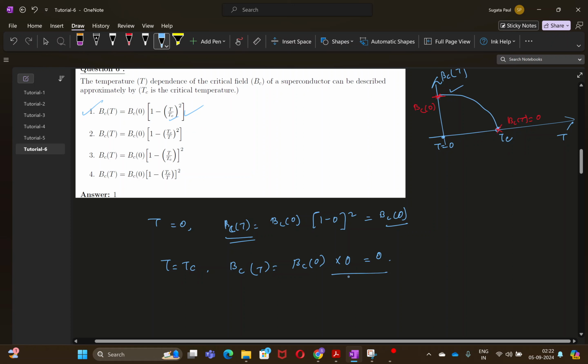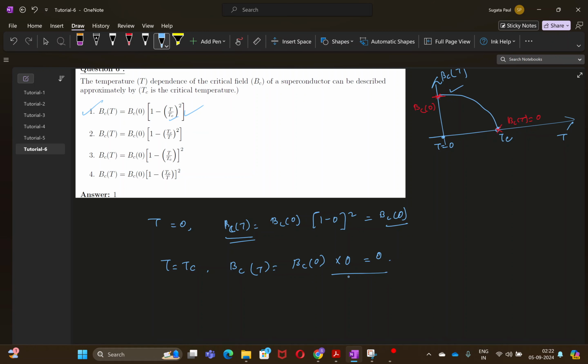That means if you are sitting right at the critical temperature, then already by the temperature parameter you have gone into the normal metal regime, and you do not need a critical field value anymore to convert it from the superconducting state to the normal state. That is why your critical field value becomes 0 right at TC.